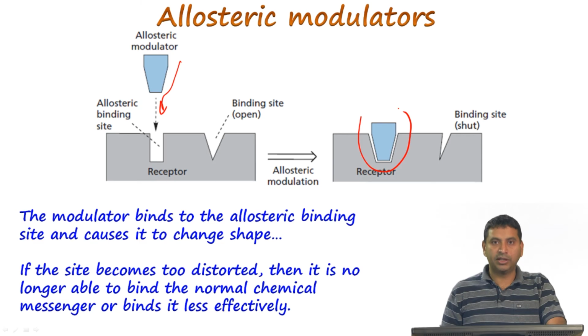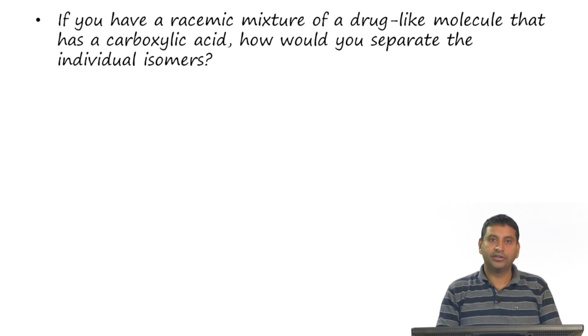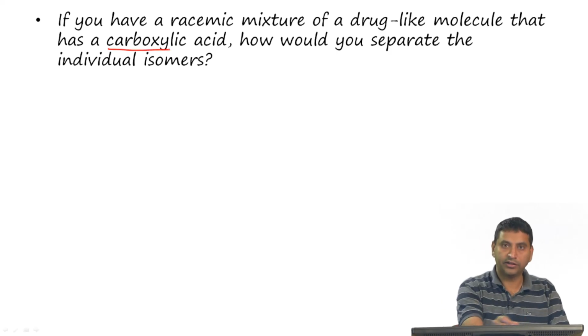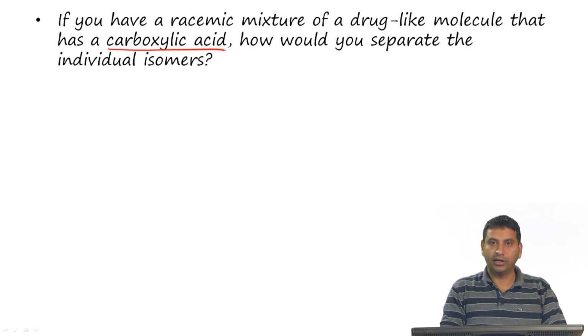But it is also possible that this allosteric binding site can enhance the effect of the binding of the natural ligand and increase the activity. The next question is, if you have a racemic mixture of a drug-like molecule that has a carboxylic acid, how would you separate the individual isomers?